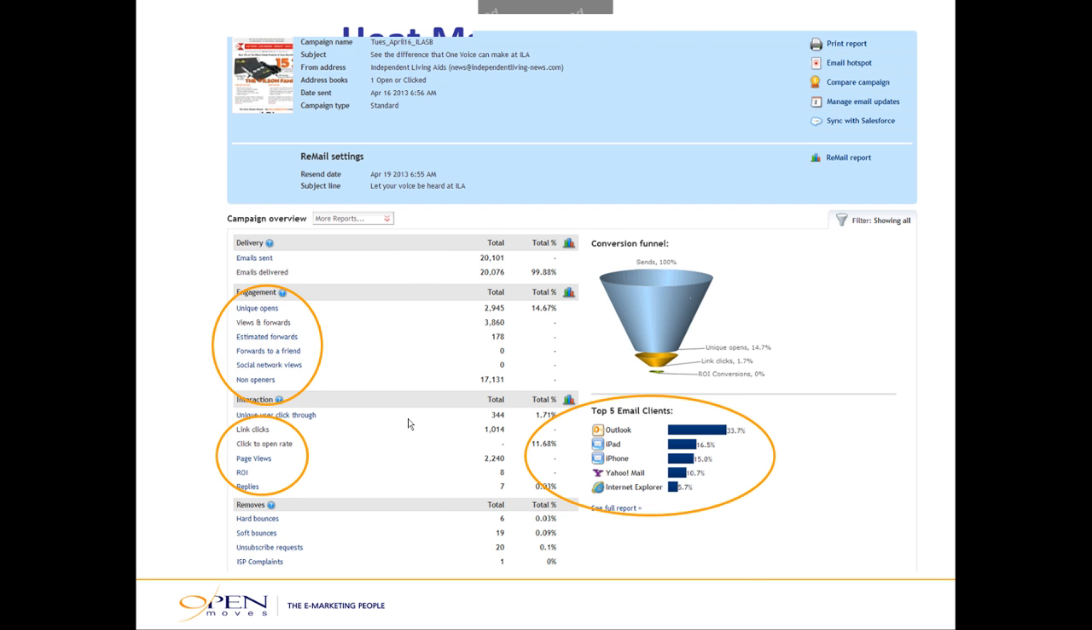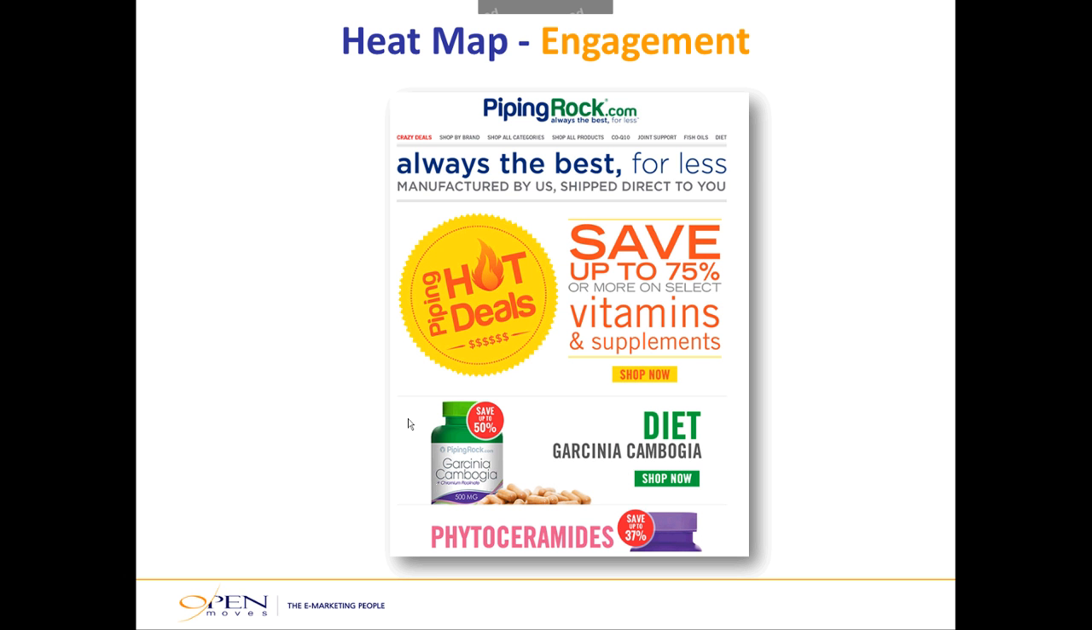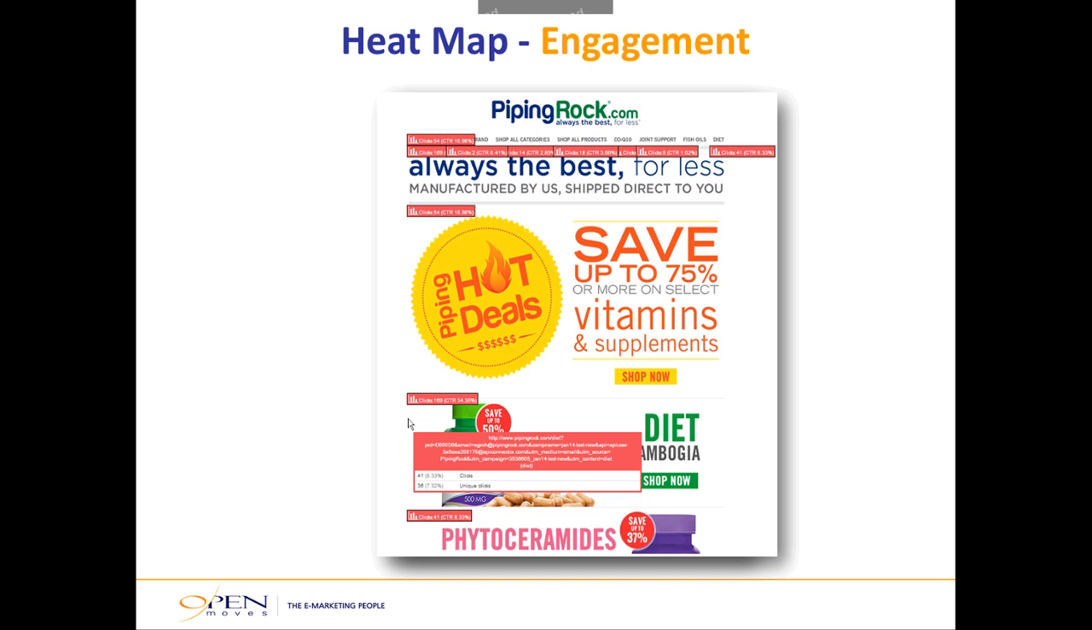Heat map. We talked about it before. So this is a vitamin company. This is the email they send out. How do they know what people clicked on? We have a heat map that basically tells you, for every image and link on the email, where people clicked, such that they know what's effective and what's not.